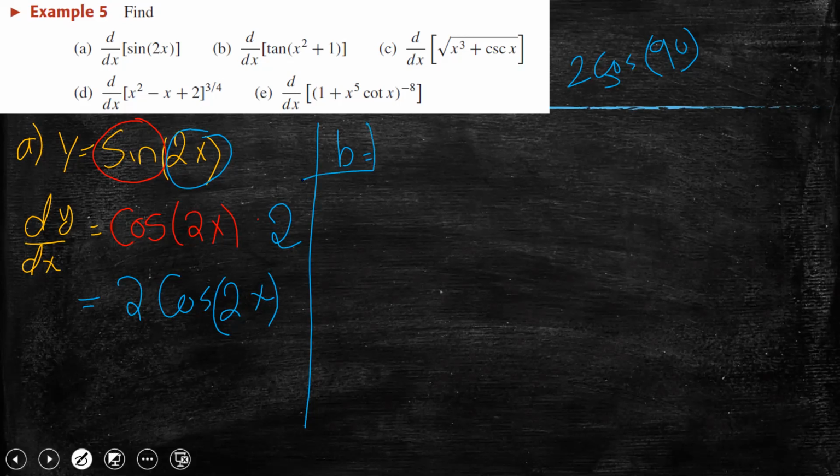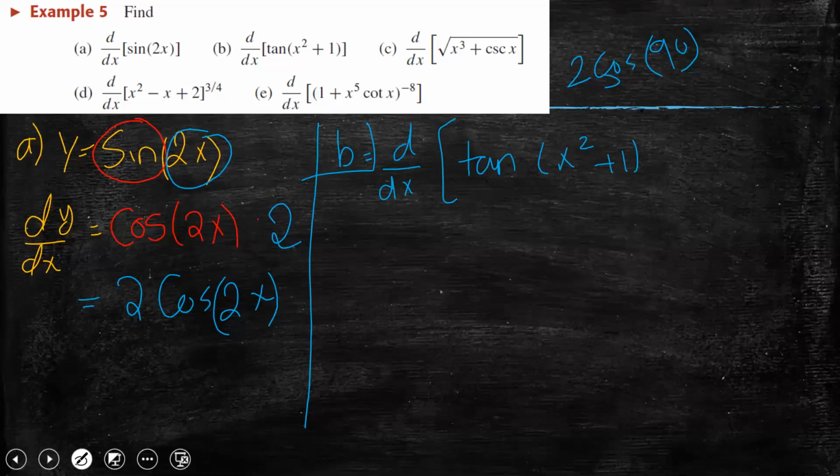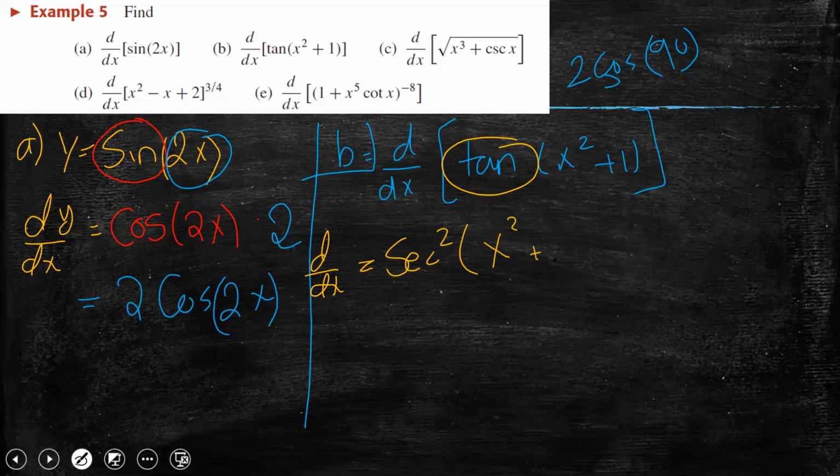Now here b, d over dx. I want to find the derivative of tan of x squared plus 1. So the first step, I have to find the derivative of the outside. What is the derivative of tan? Secant squared. Secant squared of x squared plus 1 times... this is the first step.